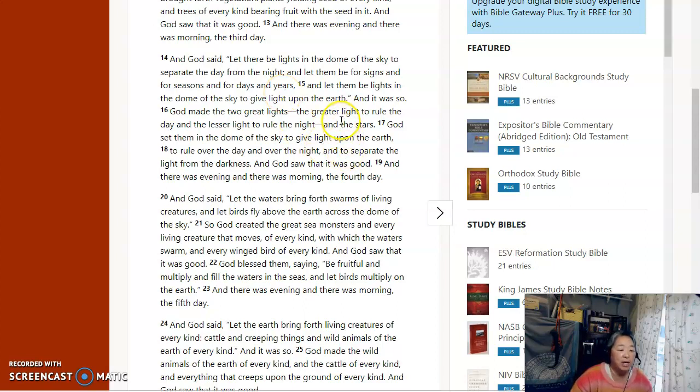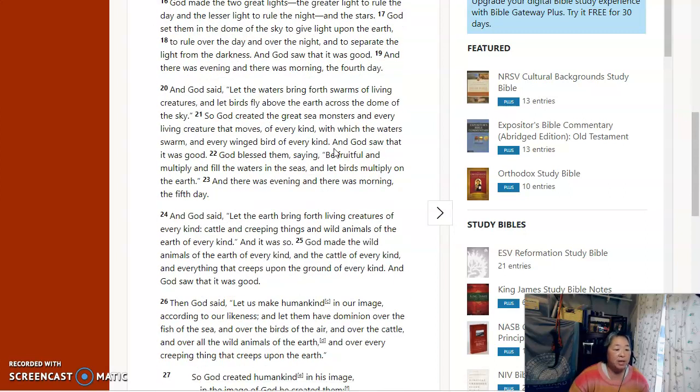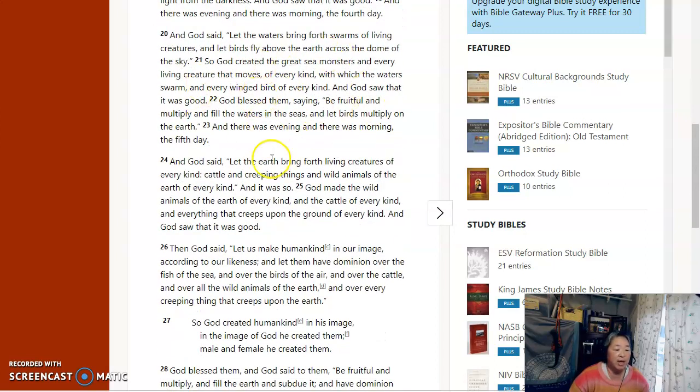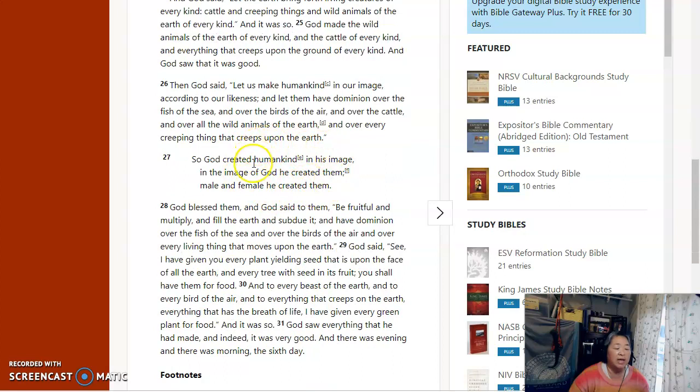Then the greater light to rule the day, which is the sun, the lesser light to rule the night, and then the stars. All right, so he creates the notion of light and darkness to indicate day at the beginning, and then later on, not until verse 15, does he actually create the sun and the moon. Then he says, let the earth bring forth animals, and at the very end, God created humankind in his image, male and female, at the same time.